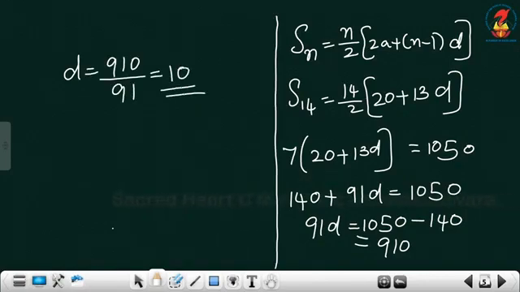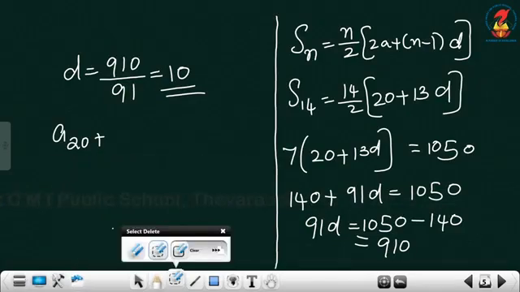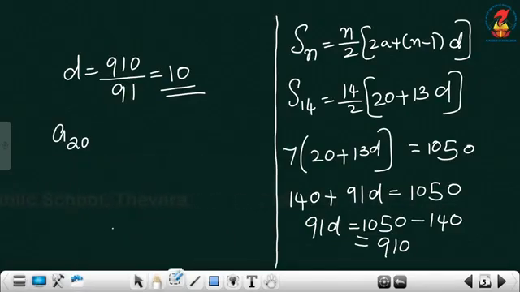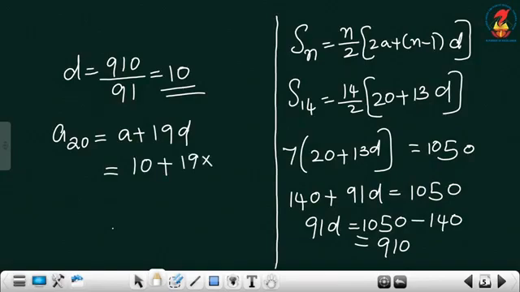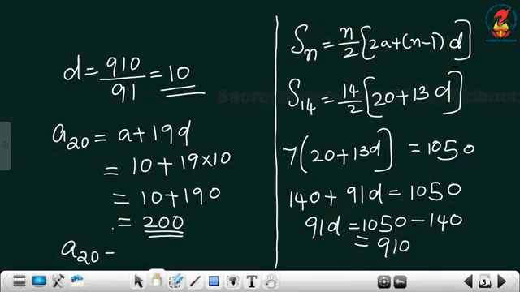So we got d. What you have to find is a20. a20 is equal to a plus 19d. What is a here? a is 10. 10 plus d also 10. So 10 plus 190, which is equal to 200. So a20 is equal to 200.